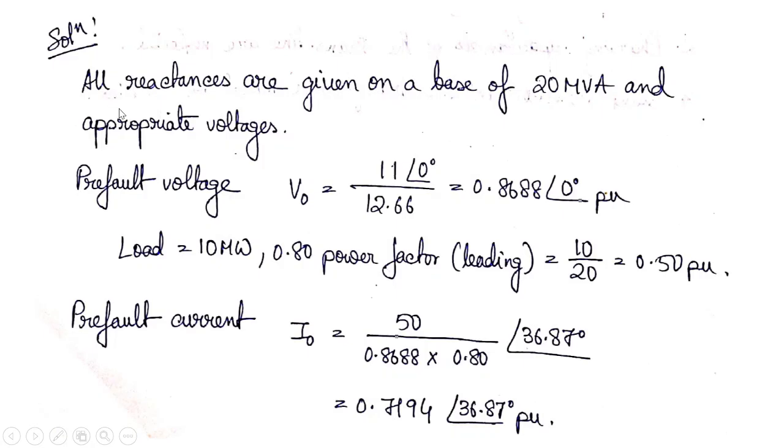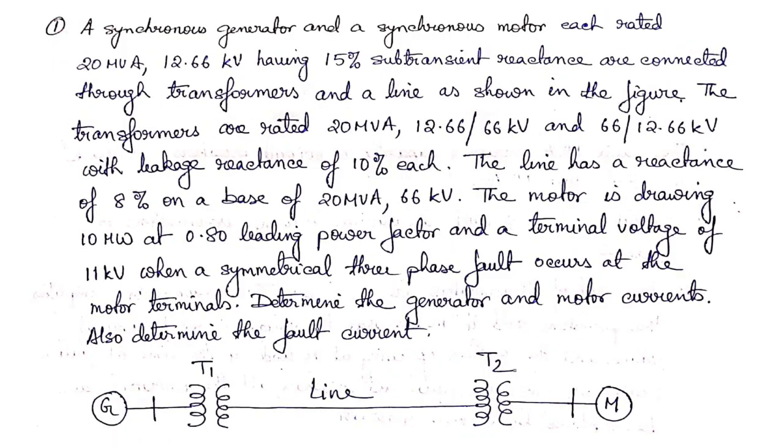So we can see that all reactances are given on a base of 20 MVA and appropriate voltages. So from the previous slide we can see that here we have 20 MVA. The motor is also 20 MVA. The transformer is also rated at 20 MVA. And these are the percentage reactances which are given on these base MVAs and the appropriate voltages.